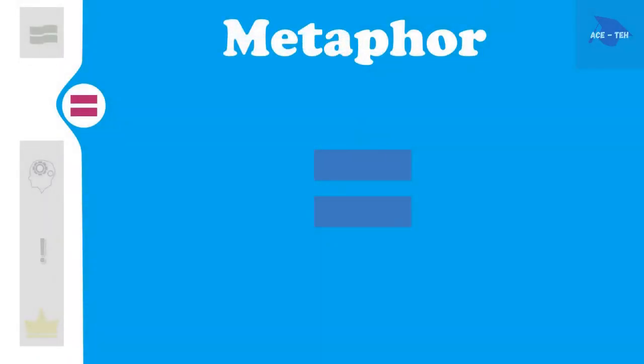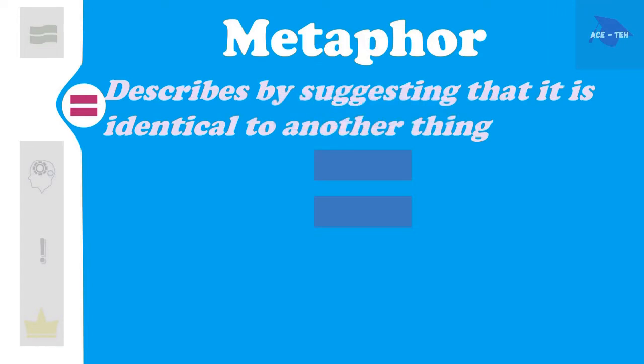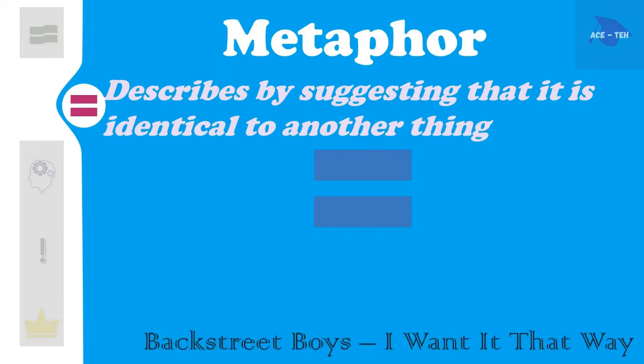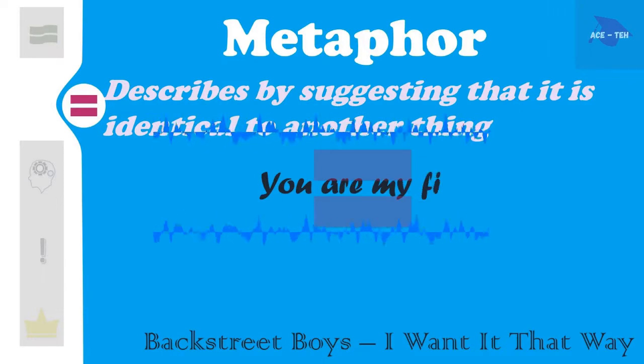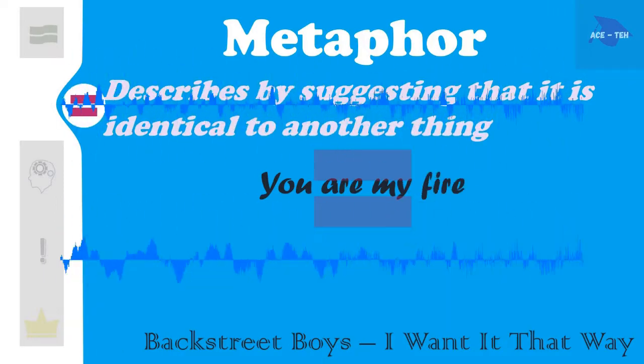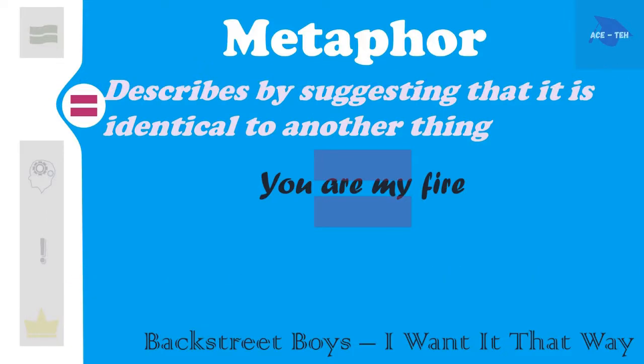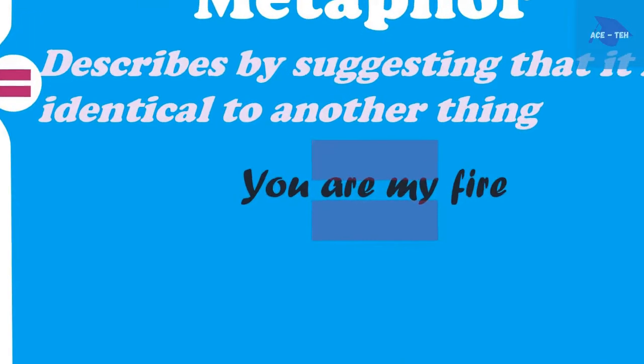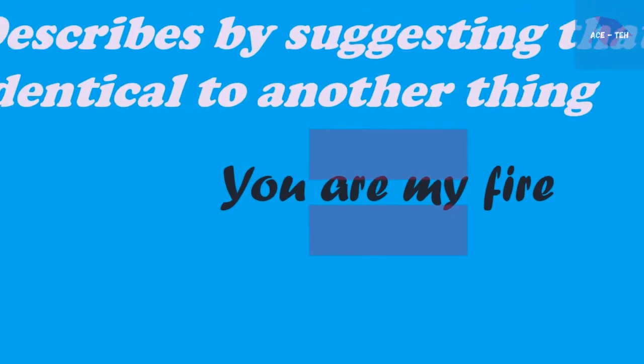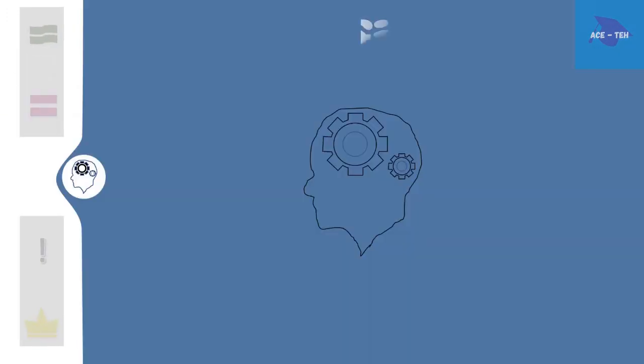Our second figure of speech is metaphor. A metaphor describes something by suggesting that it is identical to another thing. It tells that one thing is the other. You are my fire. The person is described as fire, meaning passion. The metaphor makes us understand the significance of the other person to the singer.